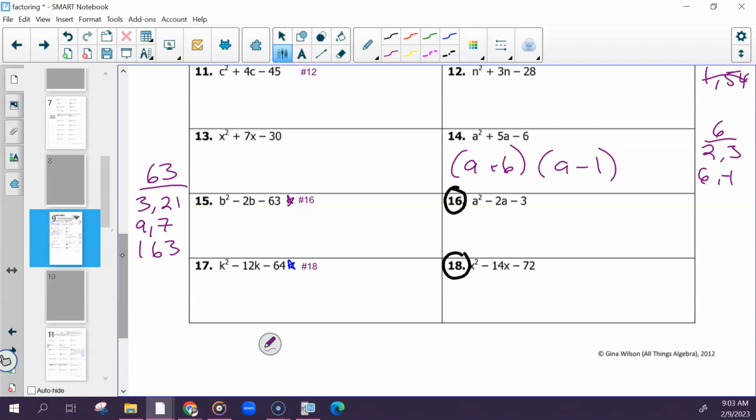So of these, one of them has to be negative, and they'll need to add or subtract to be negative 2. And which one would be negative? 7. 9. So it would be B minus 9, B plus 7. So kind of like the opposite of the other one. If your C value is negative, one of them has to be negative, but the bigger value is going to be negative in this case.